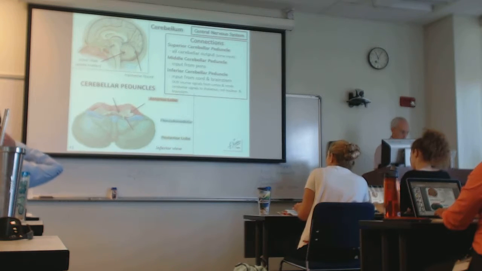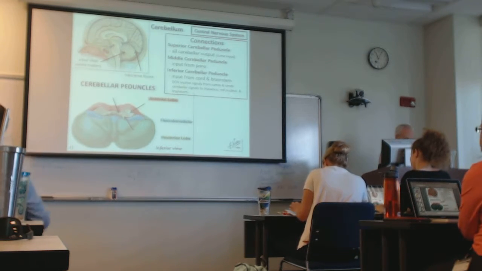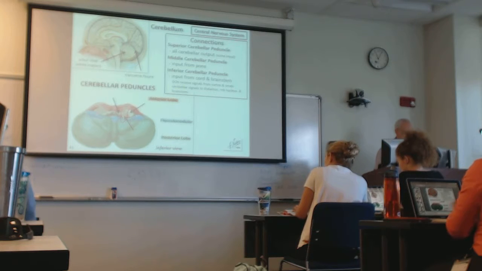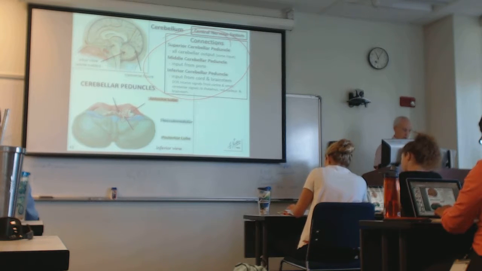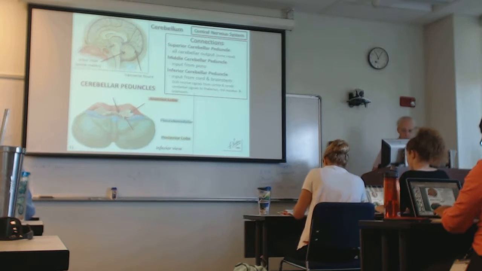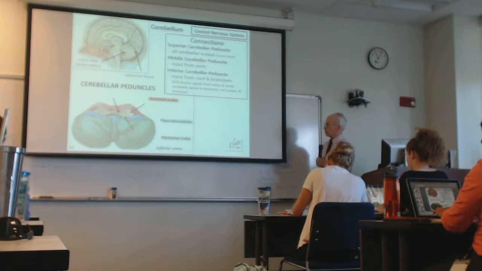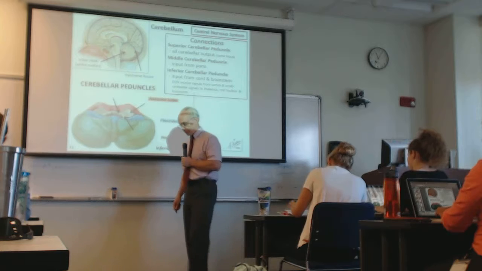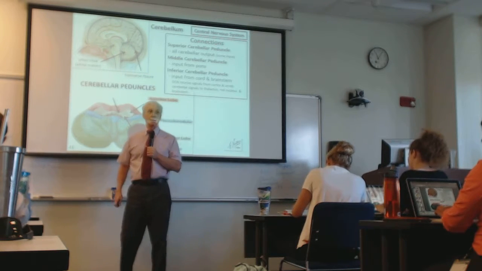Let's see, this is superior there, this is the middle, and this is the inferior. You don't need to worry about that, but that's what these are referring to here. All I want you to recognize from this slide is that the cerebellum is interconnected with virtually every other part of the brain. One peculiarity of that connectivity is that it is always ipsilateral.